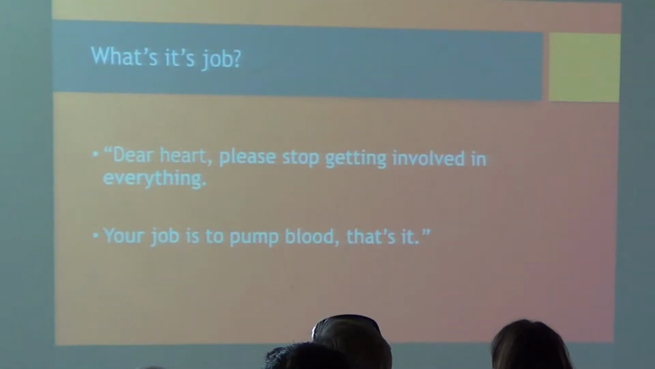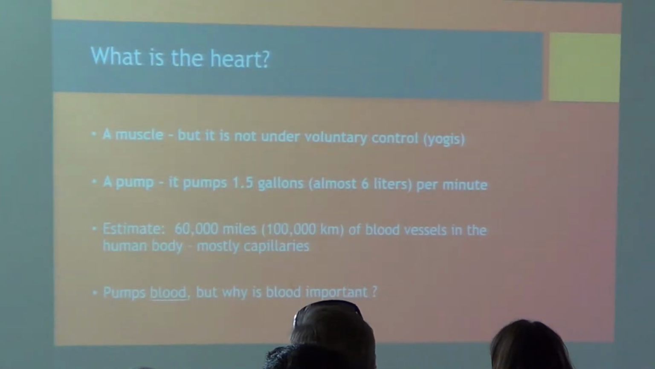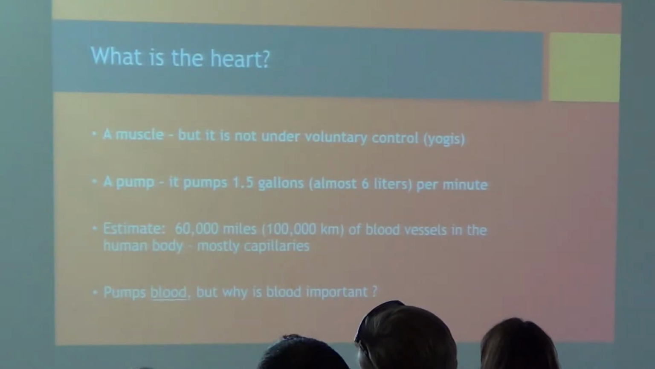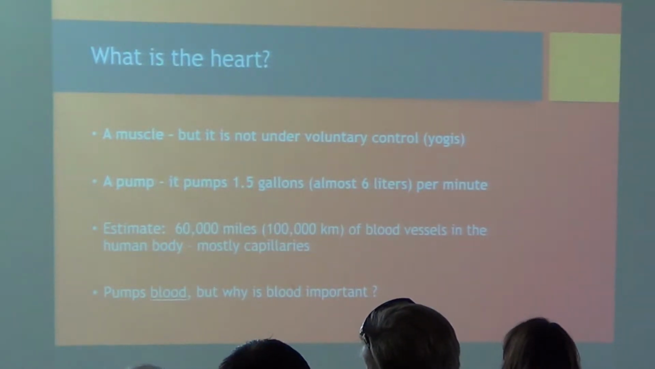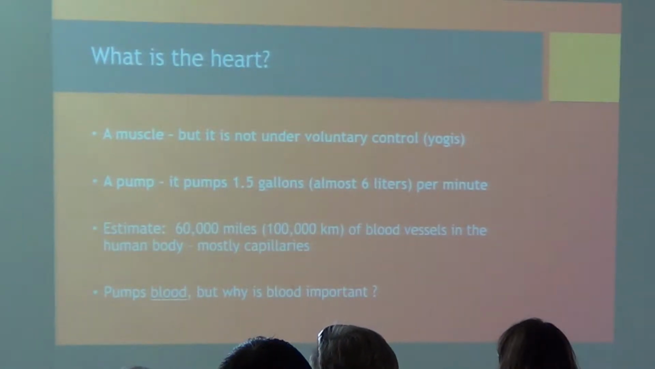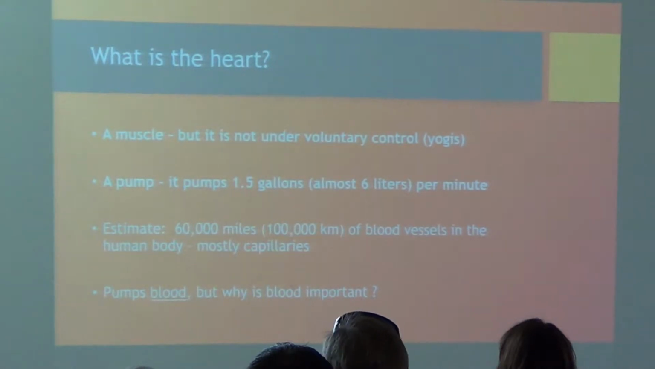So what's its job? Well, sometimes people get aggravated with their heart for other reasons, but it's really supposed to just pump blood. It's not generally under voluntary control, which is a good thing. You don't want to wake up in the middle of the night and your heart stopped because you forgot to tell it to pump. So it's basically an automated system. Some yogis, as we've heard, can make their heart slow down, but you can make your heart slow down by just relaxing and, you know, contemplating your navel, that sort of thing. So it pumps about 6 liters a minute.